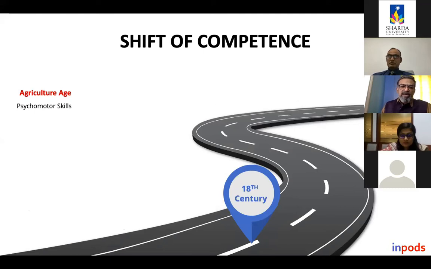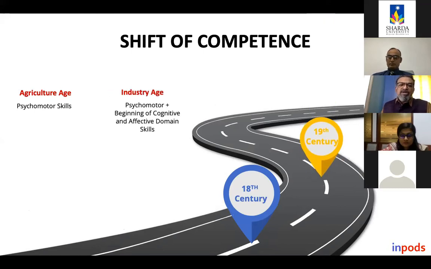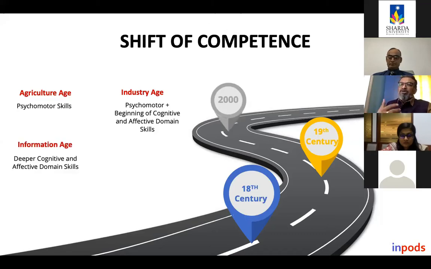So we all know that the agricultural age started somewhere in the 18th century, and psychomotor skills were more important at that time. Labor class was the social mobility at that time. In the industry age, during the 19th century, psychomotor skills started becoming important, and a supervisor kind of role emerged out of it. So the social change at that time was related to being able to supervise the labor force, and that was a skill to be acquired.